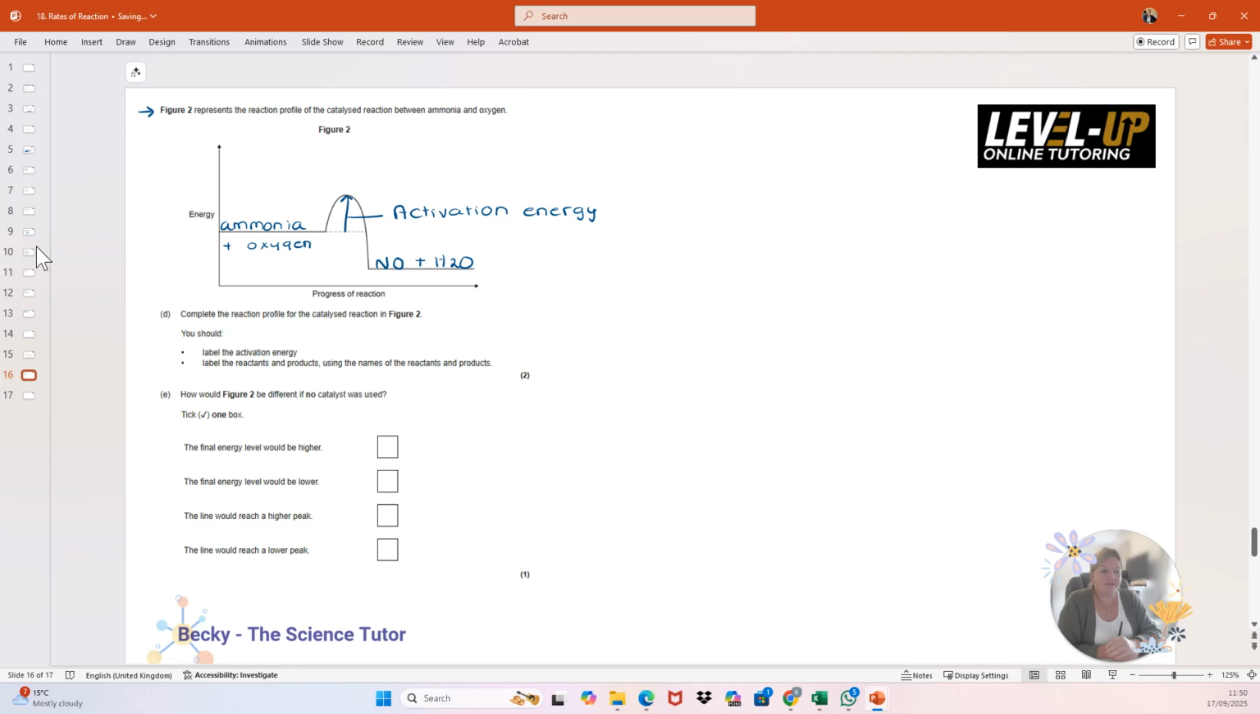So part E is then, how would figure 2 be different if no catalyst was used? So this is using a catalyst. Remember, the catalyst has brought down the activation energy. So if we didn't use a catalyst, that peak, yeah, this line would be higher. Now we don't have to draw it on, I'm just drawing it on to show you. So it says here, the line would reach a higher peak.